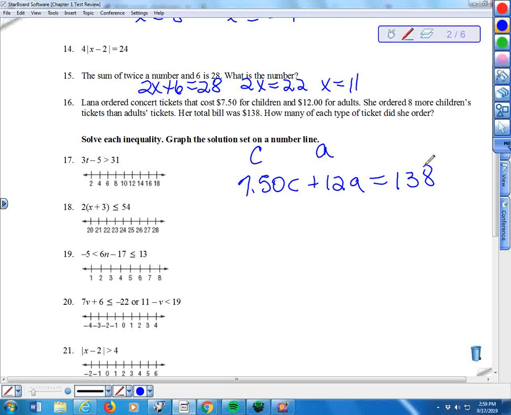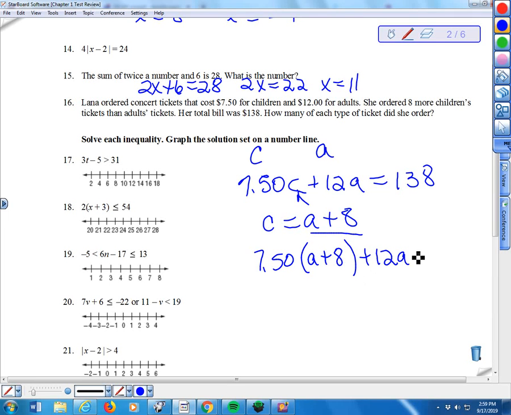And I also know that she ordered 8 more children's tickets than adults. So children's tickets is adults plus 8. So I can just substitute this in for C here. Simplify. 7.50A plus, what is that, 56 plus 4? 80? 60? Sure.